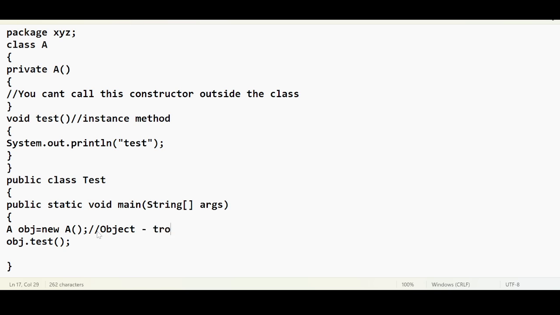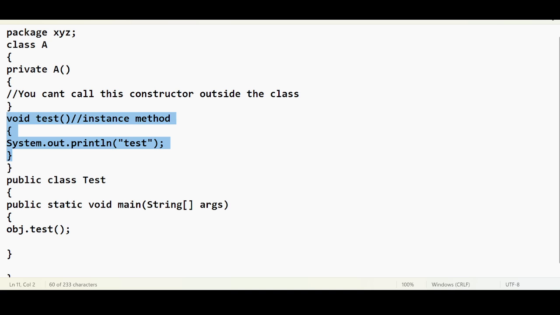What trouble do we have? If this constructor is public, no issues. You can call a public constructor from outside the class, no issues. You can call a protected constructor from outside the class, no issues. You can call a default constructor from outside the class, no issues. All these three access modifiers will work. But this will not work, because of the private constructor. Without using this line, I cannot do this either. Object.test will also not work. I cannot call an instance method without creating an object.